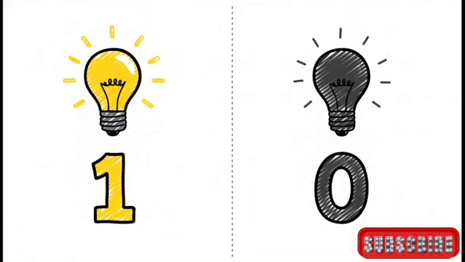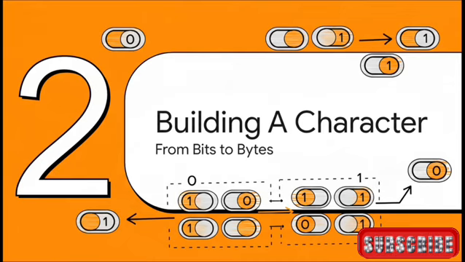A bit can only be one of two things at any given time. It's either on or it's off, a 1 or a 0, a yes or a no. That's it. This incredibly simple two-state switch is the foundation for absolutely everything that comes next. So a single bit is just a switch. That's not very useful on its own, is it?